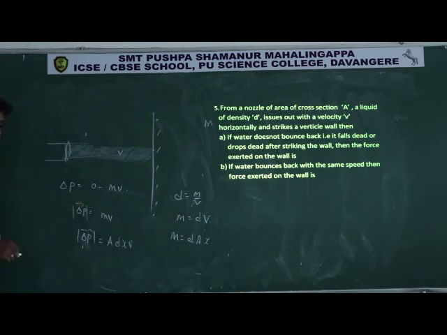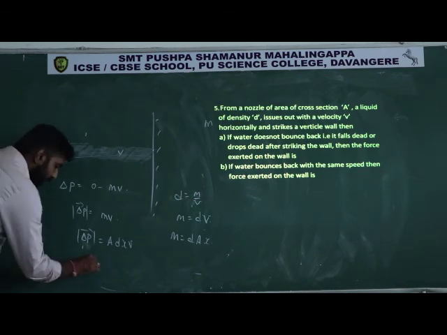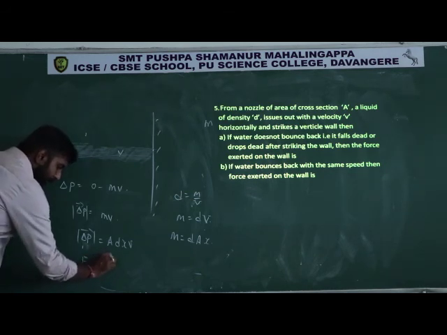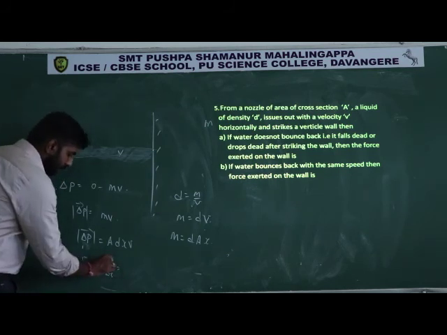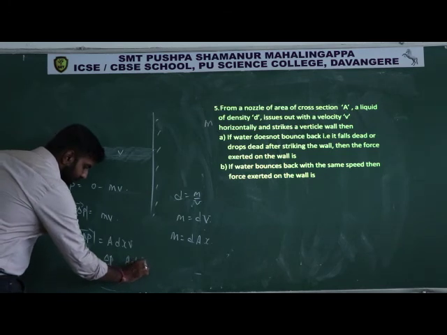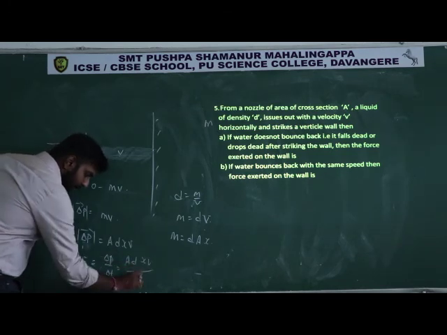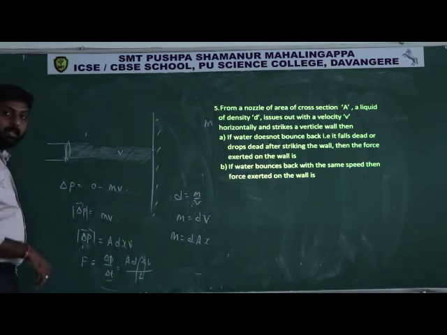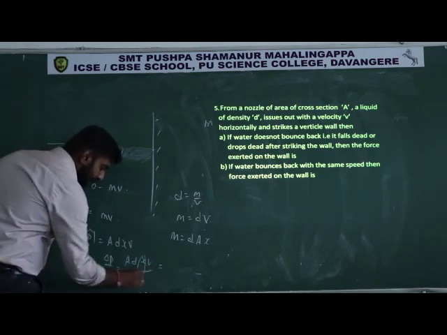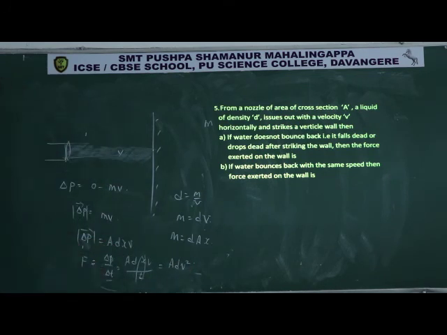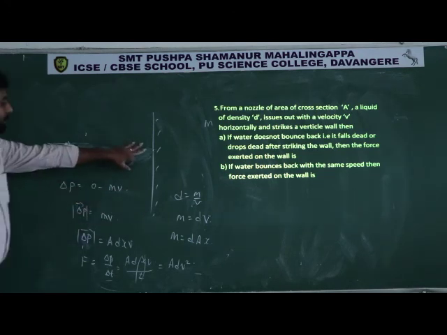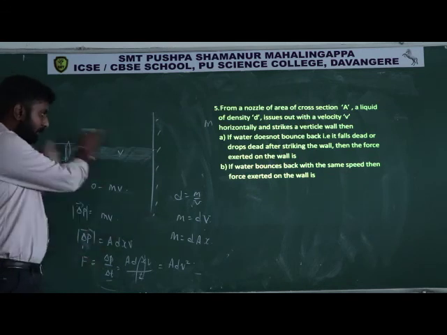If I want to find the force, I can write delta P by delta T. This equals A d x v by time interval T. Then x by T we can consider as v, distance by time. Then A d v square. This is the force exerted on the surface when the drops do not rebound.